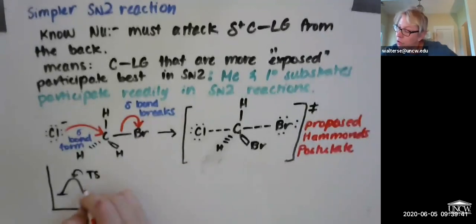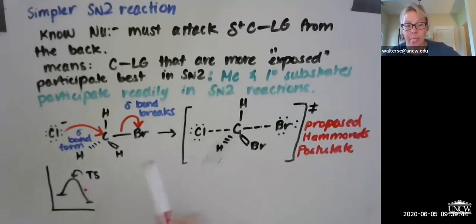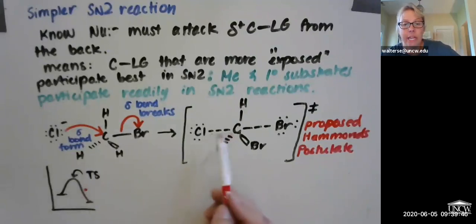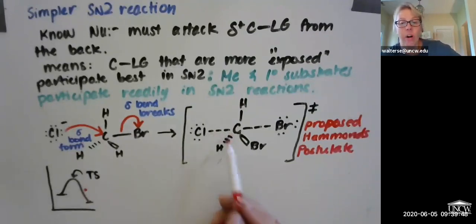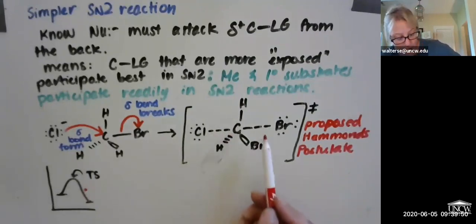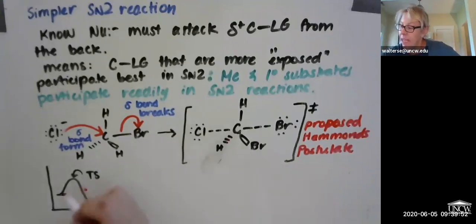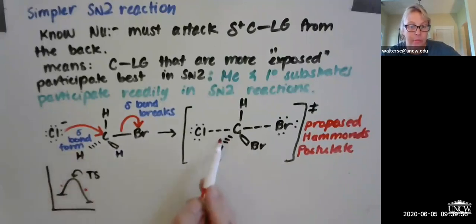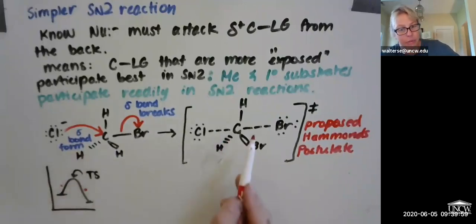If I had proposed the structure here, this bond would be formed even more. This bond would be broken even more. If I picked a place over here, this bond would be formed less. This would be more like a normal sigma bond.